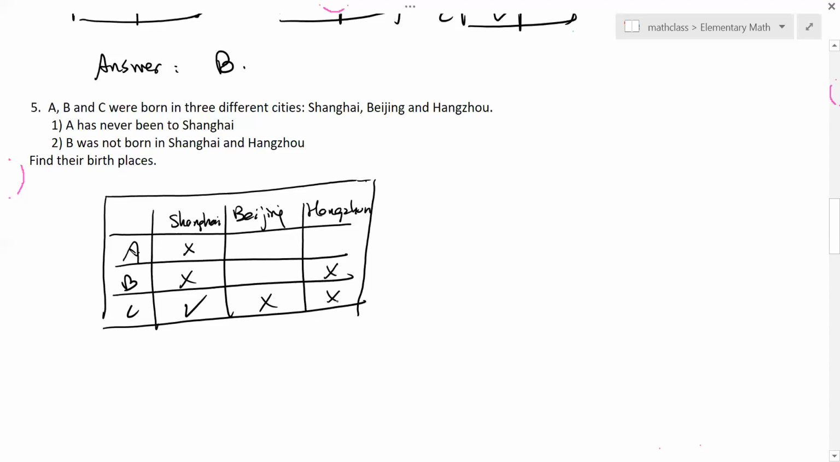Then you look at B. B was not born in Shanghai, was not born in Hangzhou, so B must be born in Beijing. After you figure out those two, clearly A must be born in Hangzhou because the birthplaces are different. Then you fill out all the tables. So C is in Shanghai.